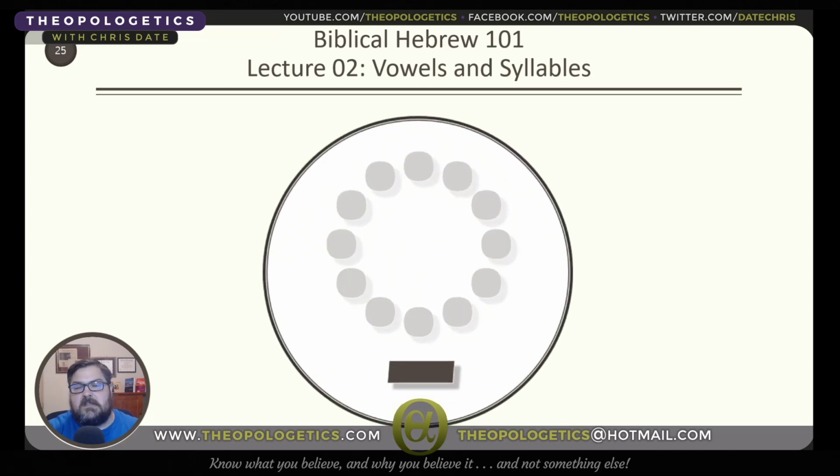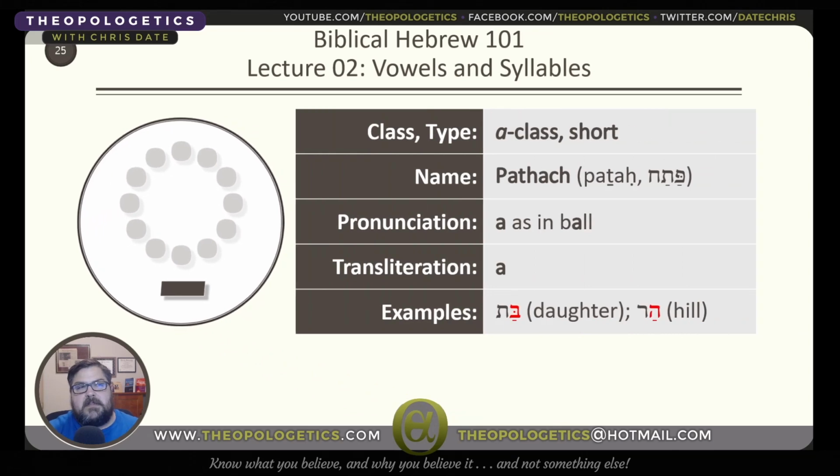Next vowel is another A-class vowel. In this case, it's a short vowel, and it's simply a little horizontal line under the consonant. This short A-class vowel is named patach, and it also sounds like the A in the English word ball, but in transliteration it does not have a line over the A, and that indicates that it is a short A sound. But it is not really pronounced differently. It's either way in this case.